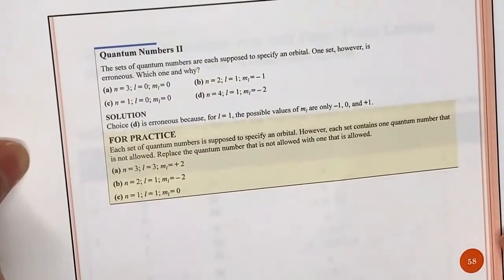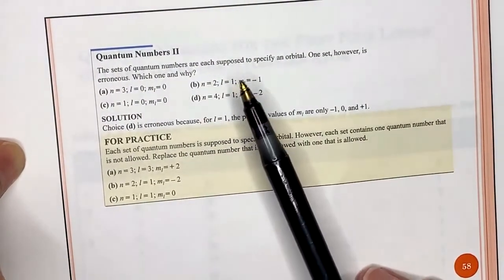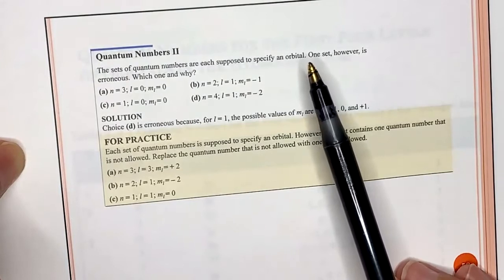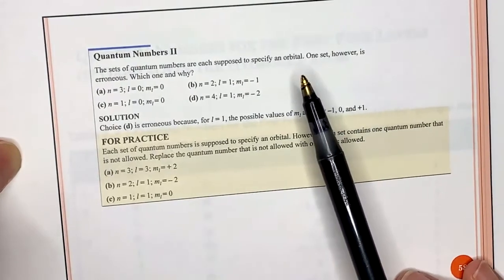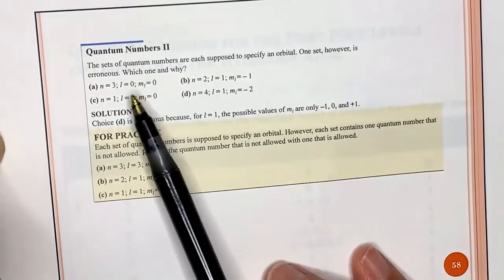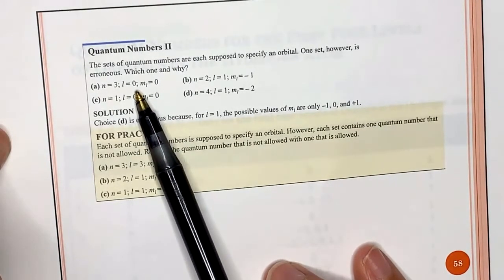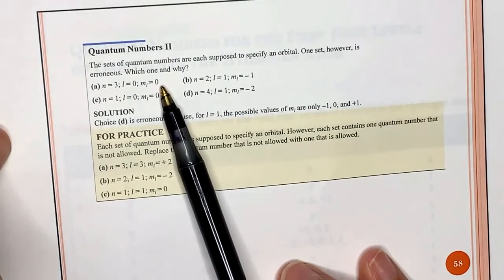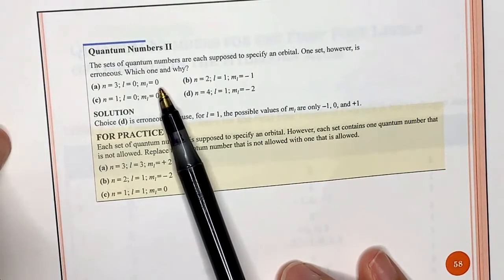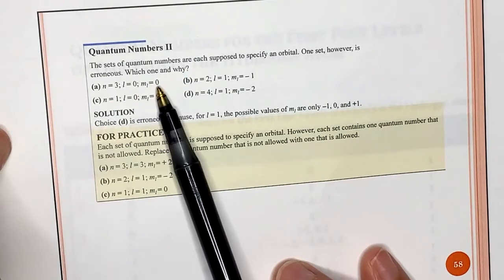So let's go over quantum numbers here. It says the sets of quantum numbers is supposed to specify an orbital. One set, however, is wrong. Which one? So let's look and see which one is wrong. So n is 3, l is 0. Is that possible? Yes, that's possible. ml is 0, that's possible. In fact, which orbital is this pointing to? This is a 3s orbital.